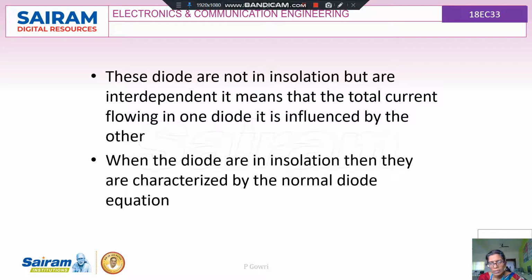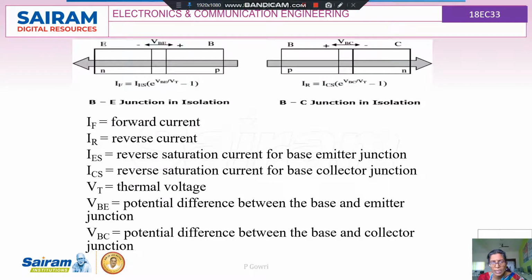When the diode is in isolation, it is characterized by the normal diode equation, which is given by I equals I naught times e power V divided by Vt, minus 1. If we take the two diodes as separate with no contact, then the forward current flowing in an NPN transistor can be given as IF equals IES, where IES is the emitter saturation current, times e power VBE divided by Vt, minus 1, where VBE is the voltage applied across the emitter to base terminal.